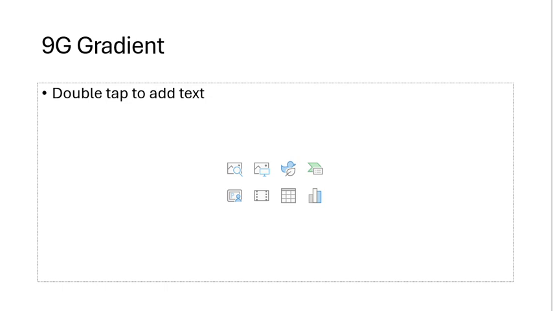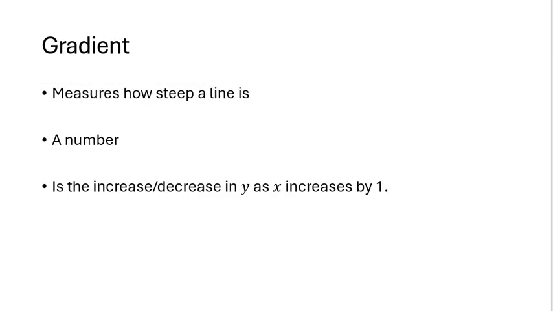All right, chapter 9G is the gradient. The gradient just means it measures how steep a line is. Okay, it's a number and it's the increase or decrease in y as x increases by 1. Now, I talked about this earlier in part 1 of the video. So basically, if you remember from your table of values, chapter 9C, you can refer to it back there.